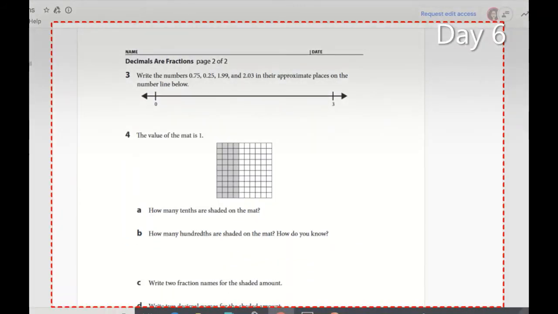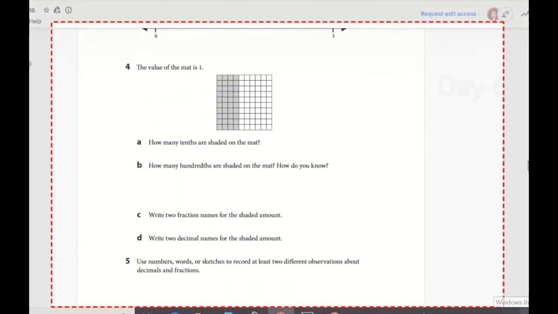On this number line, you need to label the decimals. And I would start with labeling my whole numbers first. You can see this goes from 0 to 3. So that means 1 and 2 are inside that number line. And then things that are less than 1 would be between 0 and 1, right? And then things that are greater than 1 would be between 1 and 2. Greater than 2 would be between 2 and 3.